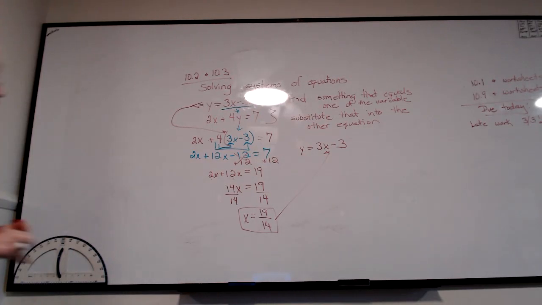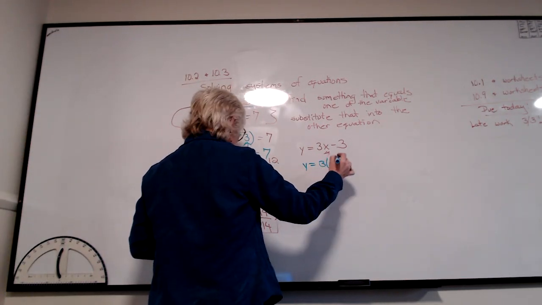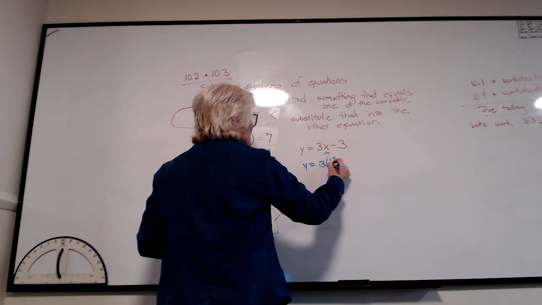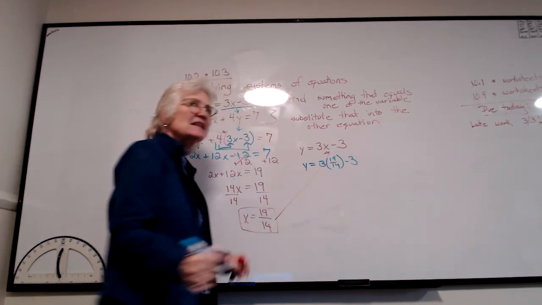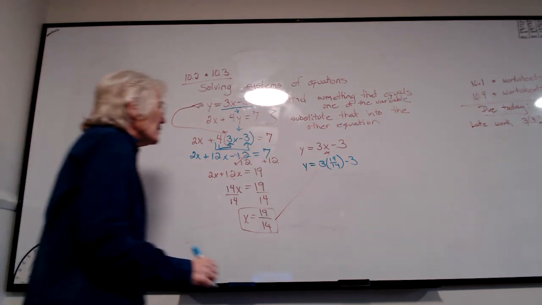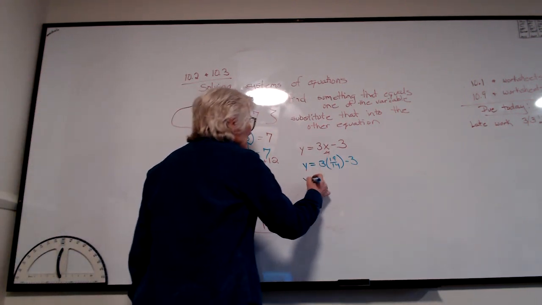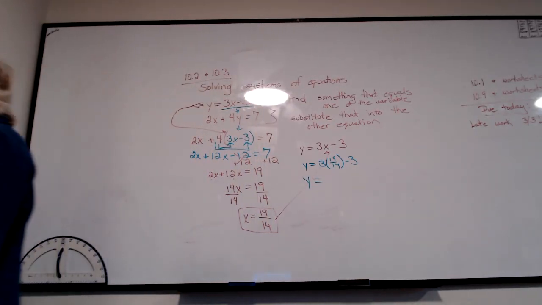So now we get y equals 3 times 19/14 minus 3. I didn't say this math was going to be easy. I just said it was going to be good. This is a good review of fractions. So, y is going to equal, what do I do first?